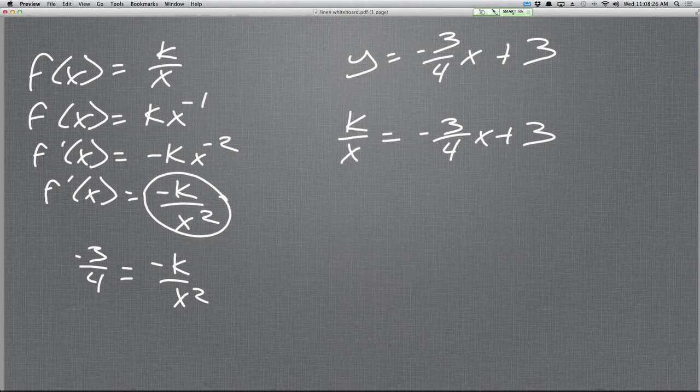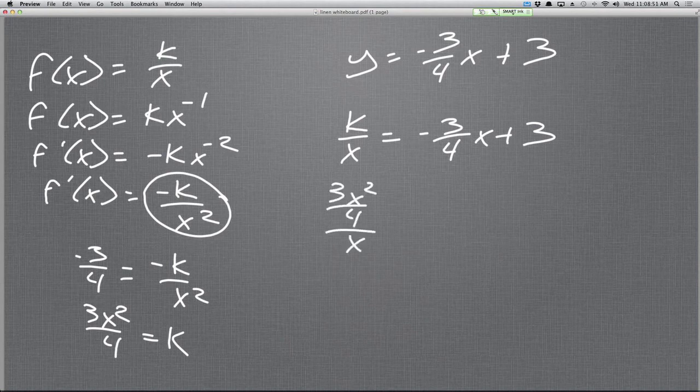All right. So here's what we want to do. Back over here when we were dealing with our derivative, let's get k by itself. If I get k by itself, the negatives go away, and I end up with 3x squared over 4 equals k. Once I figure out what k is, then I can come over here on the right and plug it in. So I have 3x squared over 4 over x equals negative 3/4 x plus 3.